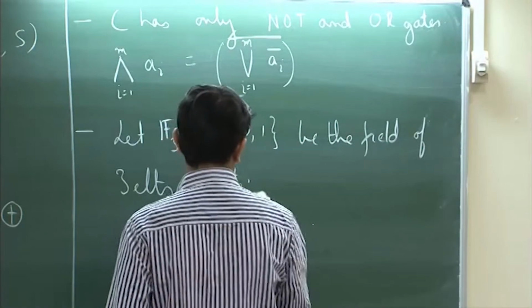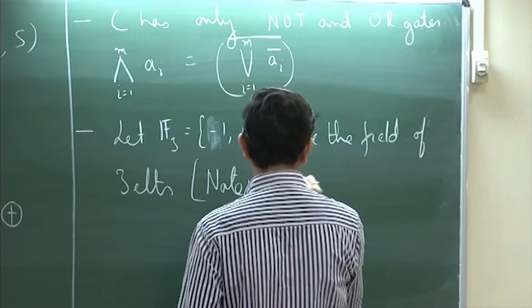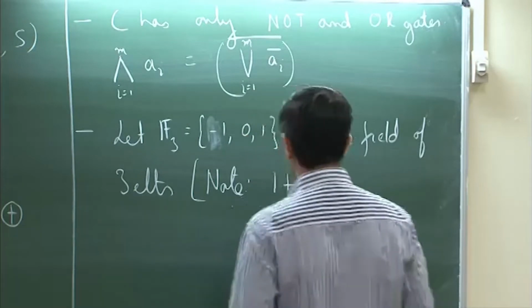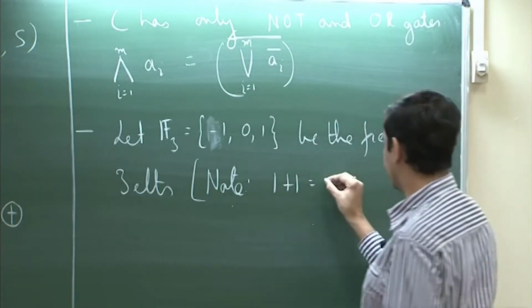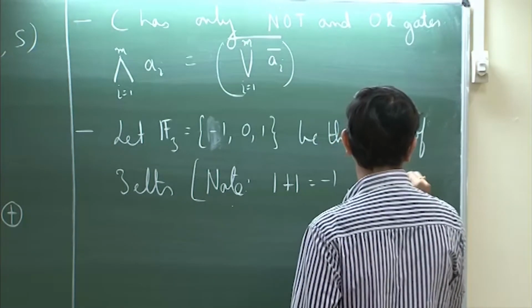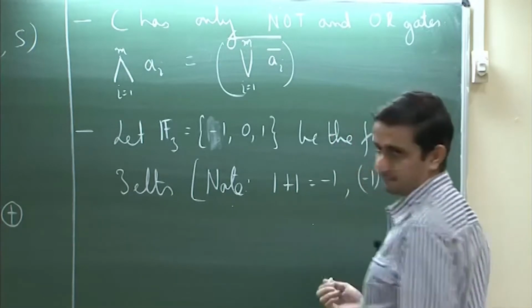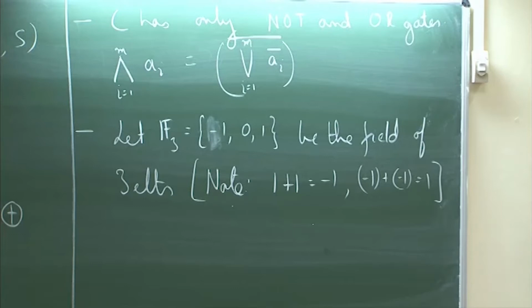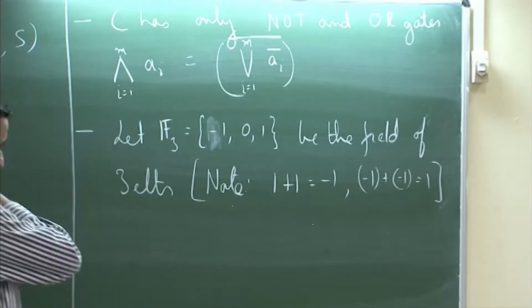Since we are denoting the element 2 as -1, just note the following properties: 1 plus 1 will be -1, and -1 plus -1 will be 1. The remaining equations are pretty much obvious. This is the only non-obvious computation that is happening here.